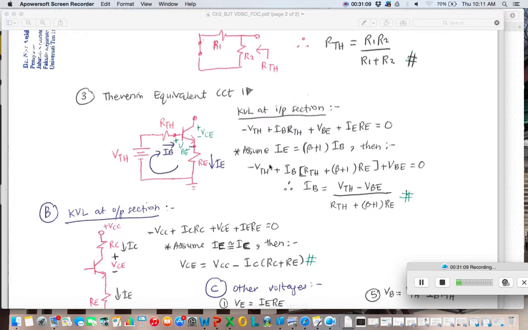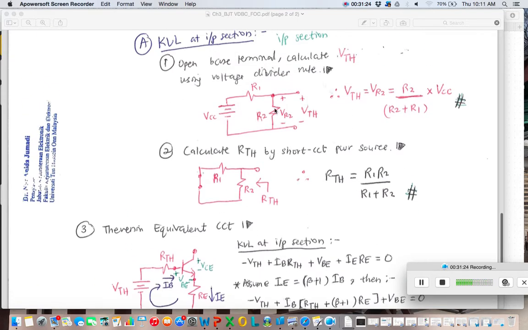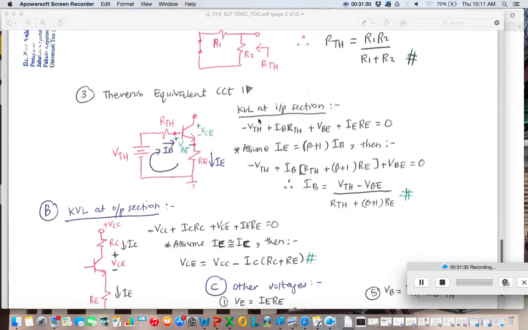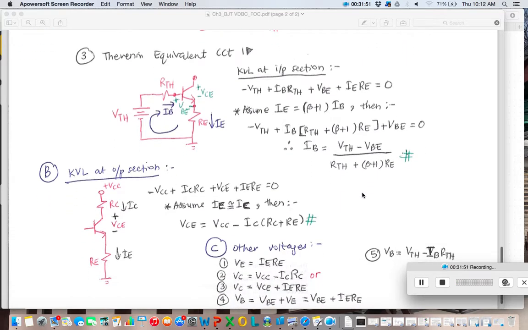Just remember that VCC is no longer available at the input section. Again, I remind you, VCC no longer exists. The only one left is VTH, because we already simplified using the Thevenin voltage. So in the input section it must be VTH. If I see VCC, I will definitely give you 0 because you don't understand the Thevenin theorem concept. So minus VTH plus IB RTH and so on, which you already know. Then you will get the IB value at the input section.